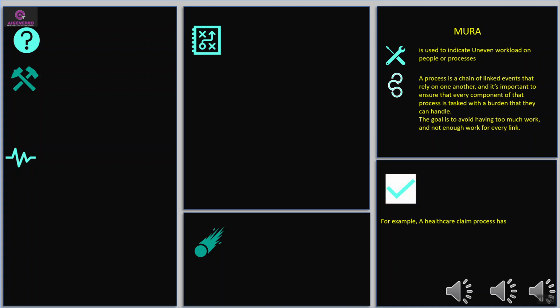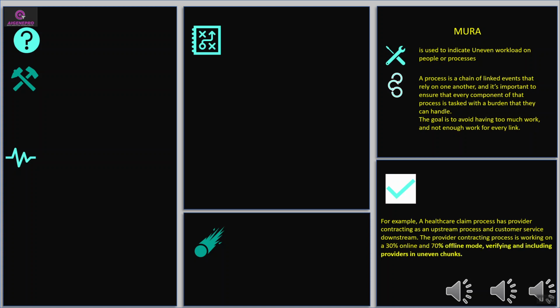For example, a healthcare claim process has provider contracting as an upstream process and customer service downstream. The provider contracting process is working on a 30% online and 70% offline mode, verifying and including providers in uneven chunks. This leads to call volume spikes at times in customer service when they are not fully staffed for it. This is Mura. This uneven load will lead to quality issues and other forms of Lean waste.